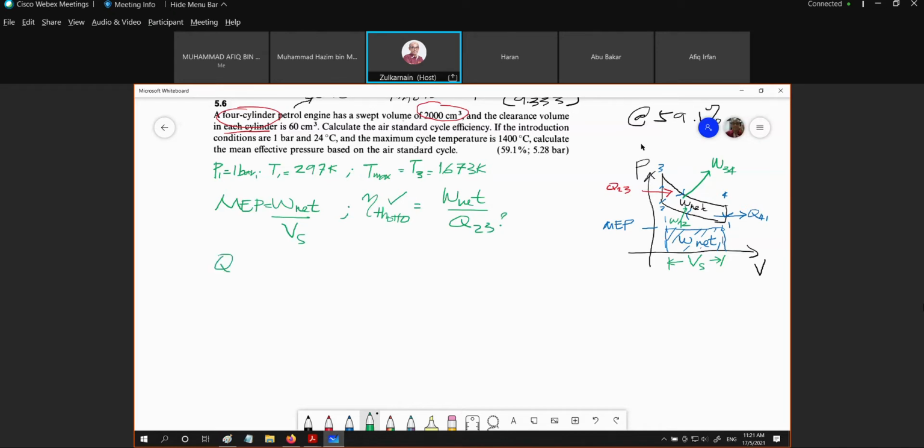So what is Q23? The Q23 is based on our process 2 to 3. Then we are going to have this as Cv times (T3 minus T2). This equation we get from the first law of thermodynamics for a closed system, whereby the W23 is equal to 0. So what's left is just Q23 equal to the change in internal energy, Cv times (T3 minus T2). In this case, the Cv we are going to use is for air. Then we need to define what is our T2. T2 is equal to T1.